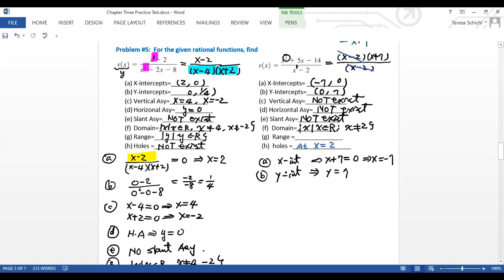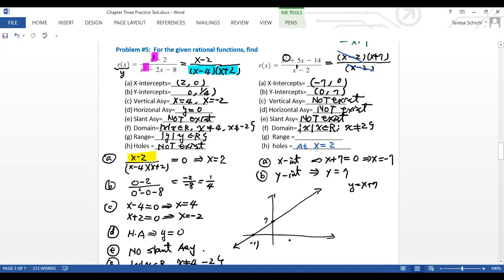The ranges here, right? So for the ranges here, I know that my graph is going to look something like this. It's a line, y equals x plus 7. Here is 7, here is negative 7, because that's the x-intercept and the y-intercept.